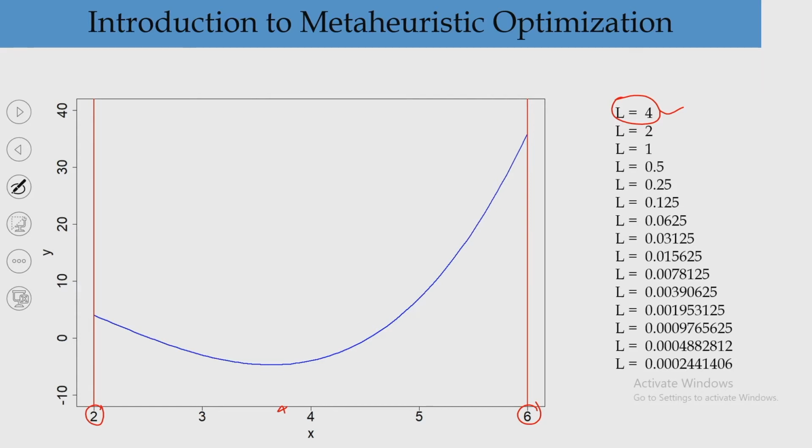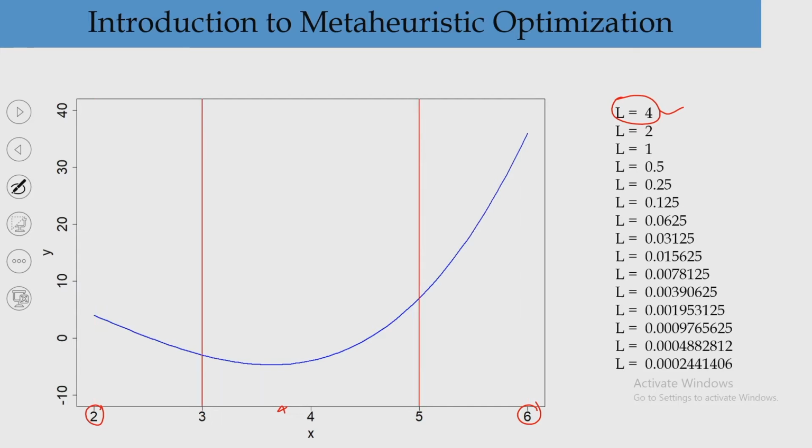Now, if I apply the interval halving method, then in the second iteration I am getting the lower bound equal to 3 and upper bound equal to 5, and the length is equal to 2. Then in the next iteration the length I am getting is 1, lower bound is 3, upper bound is 4.